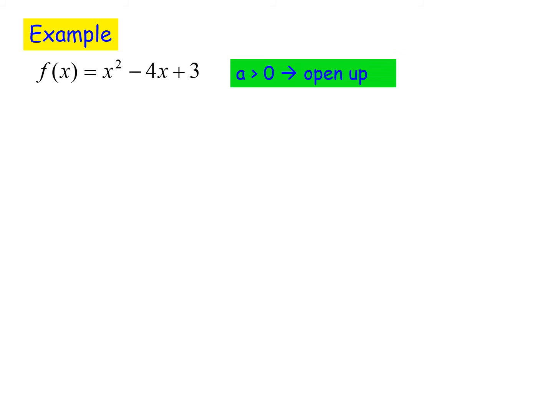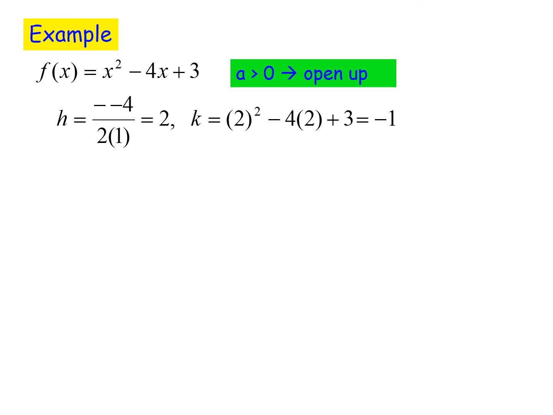Let's look at an example. We have a function f(x) equals x squared minus 4x plus 3. Since a equals 1, b equals negative 4, and c equals 3, a is more than 0, so it opens up. We draw a smiley graph. And then we find the vertex by using the formula h equals negative b over 2a. So we get negative negative 4 over 2 multiplied by 1, which equals 2. So we get h equals 2.